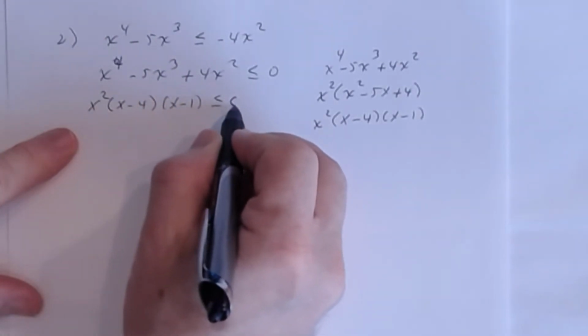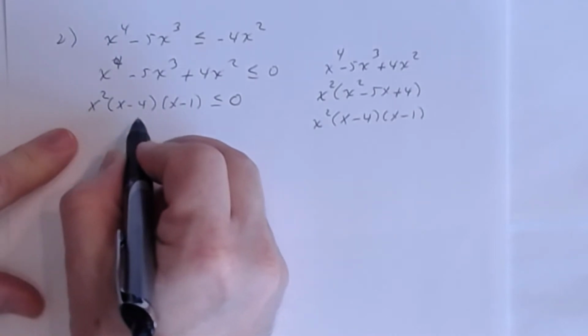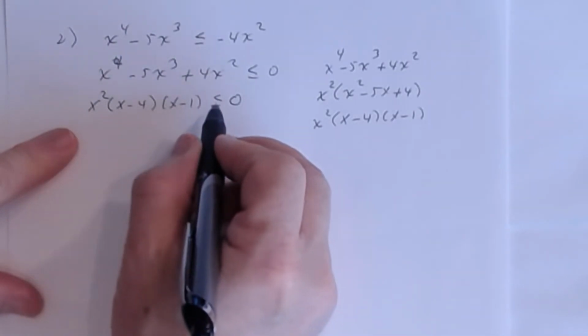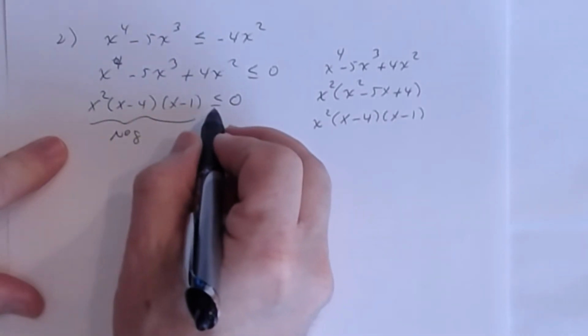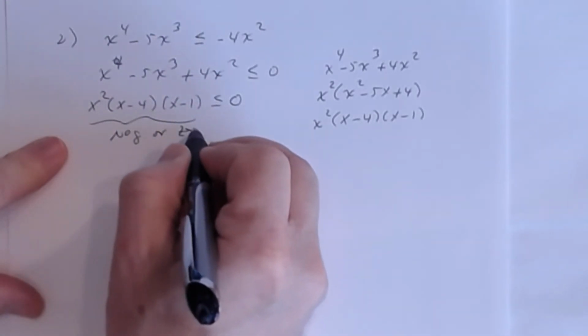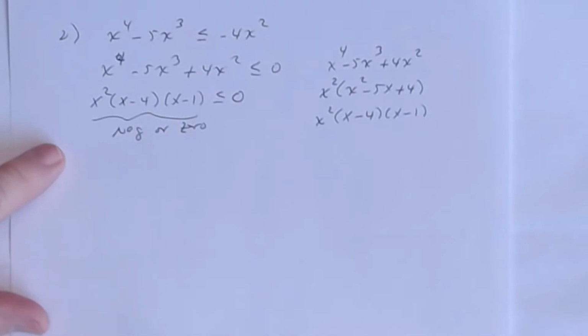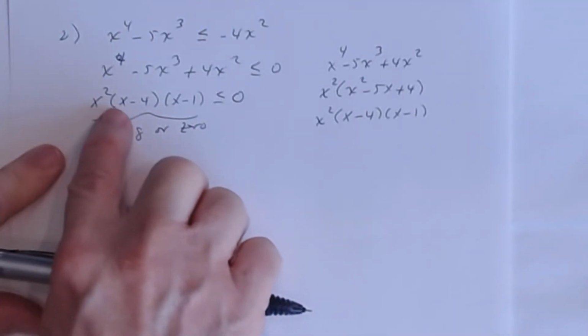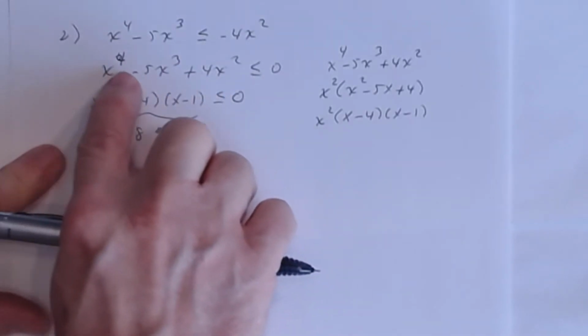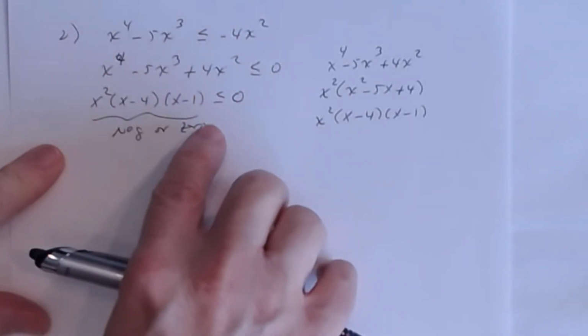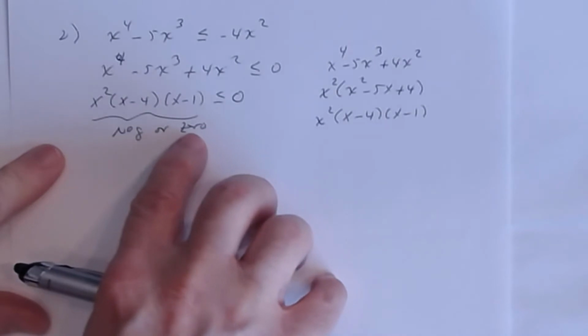And I want to find all values of x that will make this product negative. Less than 0 means negative, and note the equal sign, so negative or 0. So my solutions are going to be any value of x that makes this polynomial less than or equal to 0, negative or 0.